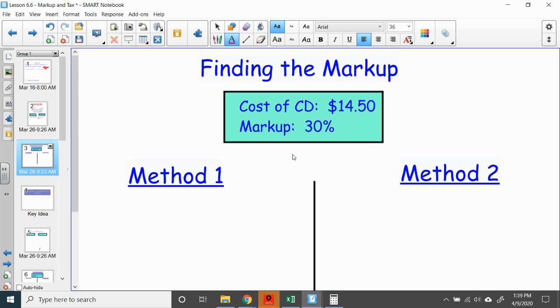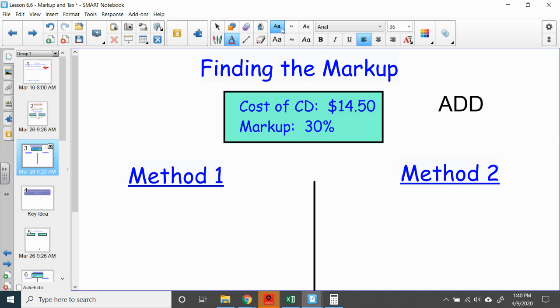So there's two methods we're going to go over. So I want you to split your paper for method number 1 and method number 2. The first method is going to be very similar to what we just did. The only thing is, remember, for markups, we have to add. Okay, so when we do markups, we'll add. So we're going to use the percent equation.